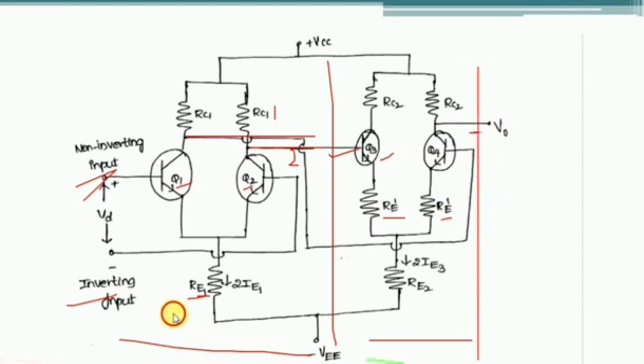So this is stage 1 and this is stage 2. Out of this, finally the single-ended output is obtained at the output of the intermediate stage.